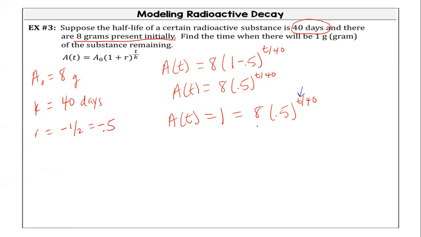Not times 8. Inverse operation. So the first thing I need to do is divide by 8. So now we're left with 1/8 equals 0.5 to the t over 40. There we go.